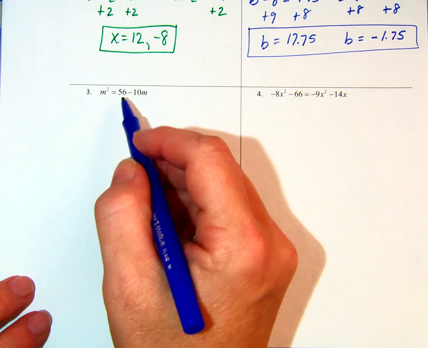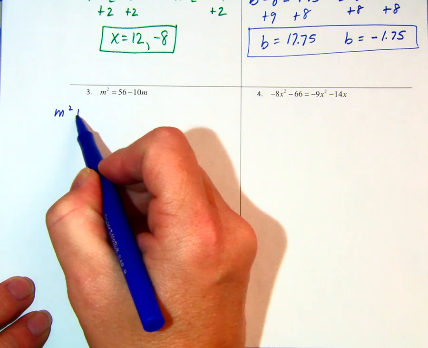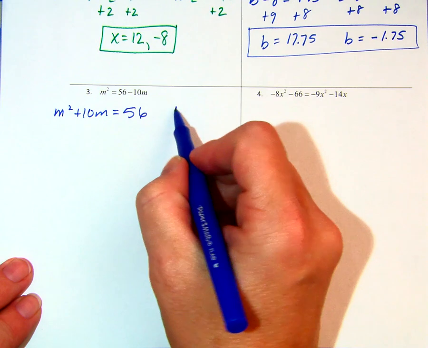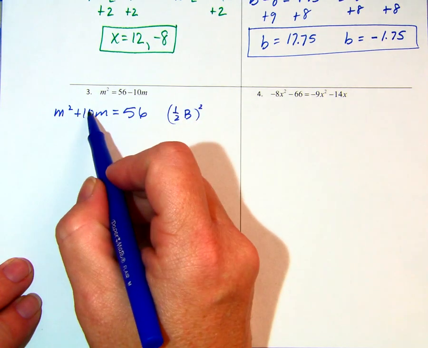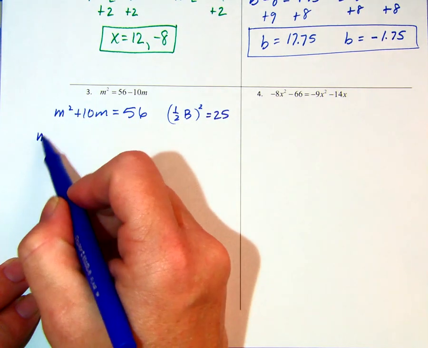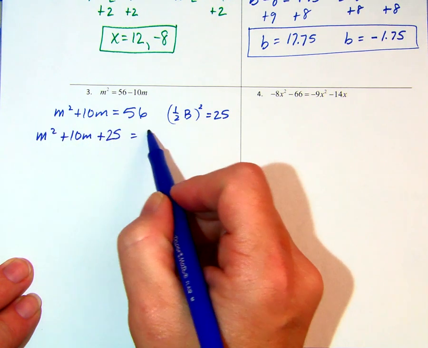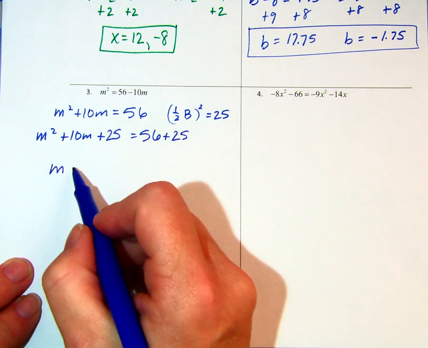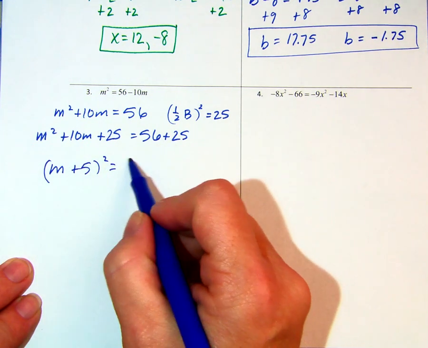Number 3, this is on the correct side, this is not. So this becomes m squared plus 10m equals 56. Half of b, half of this is 5, squared is 25, so I'm going to add 25 to both sides. This becomes m plus 5 squared equals 81.